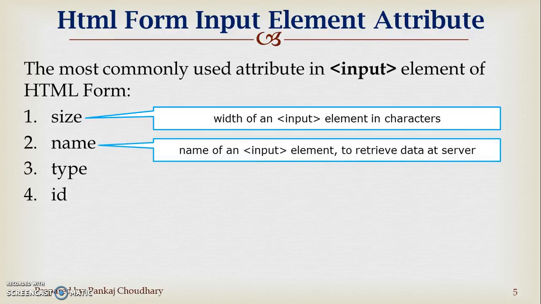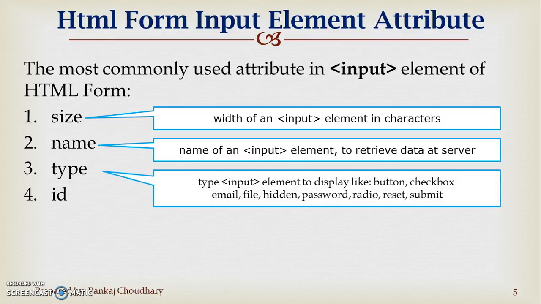The name attribute specifies the name of the input element so that we can retrieve the data at the server by its name. The type attribute specifies what the input element should look like. If it is set to button, then the button will be displayed. If the input type is set to checkbox, then the checkbox will be displayed. Email contains the email. Hidden fields are not visible, and radio, reset, submit we can use as a value for the type attribute of the input element.